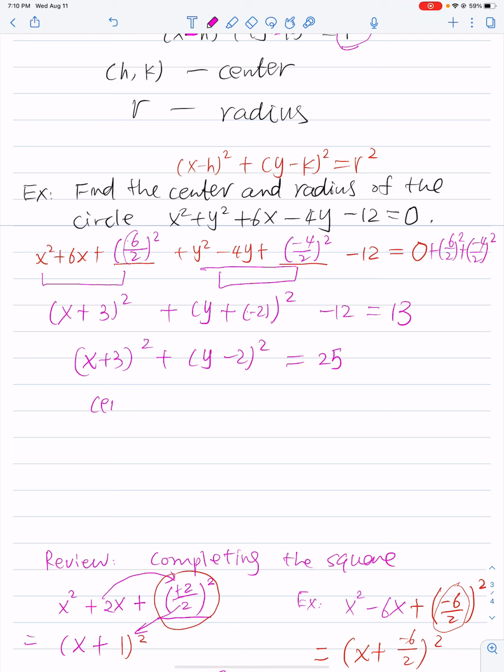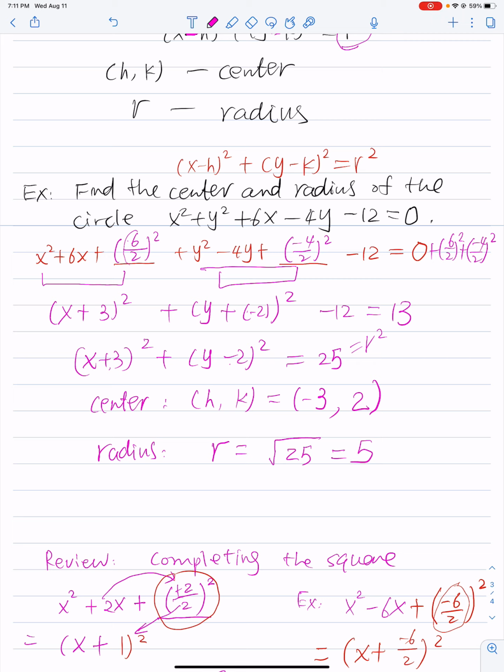So what will be the center? The center is (h, k). Remember, here is minus, here is minus, so it will be the opposite. Here is positive 3, it will become negative 3. Negative 2 will become positive 2. It's the opposite. And what will be the radius? The 25 is your r squared. So what will be your radius? The square root of 25, which is 5. Be careful. Okay, that's for this section.